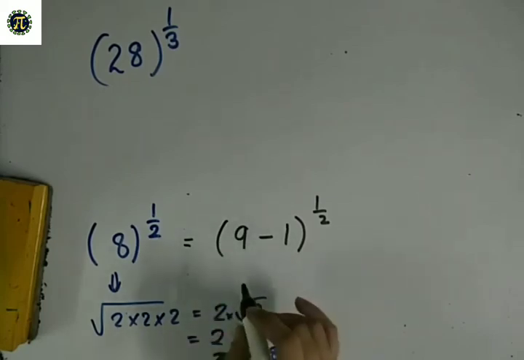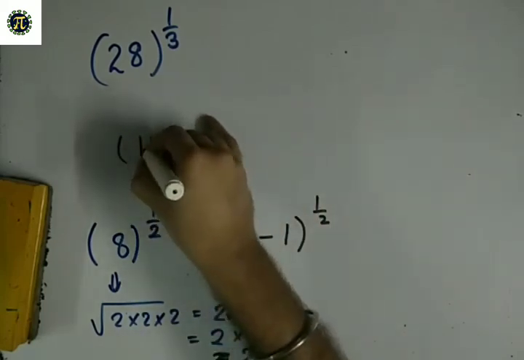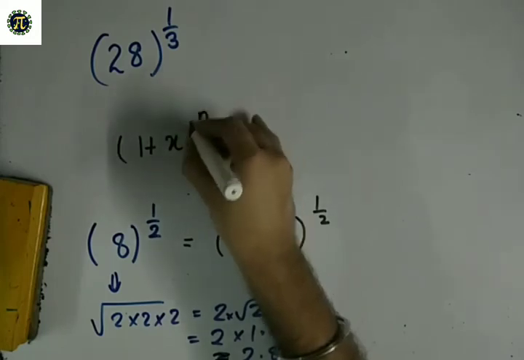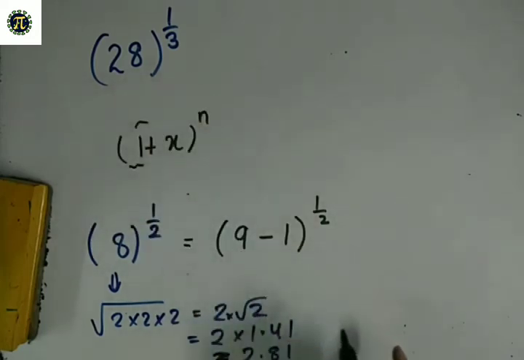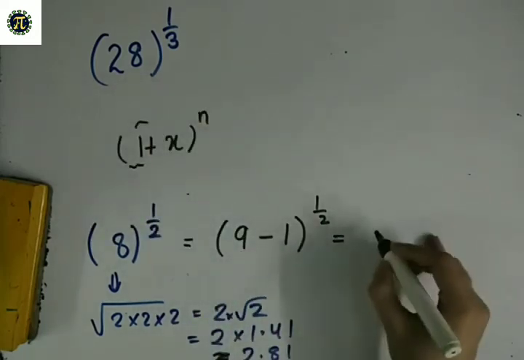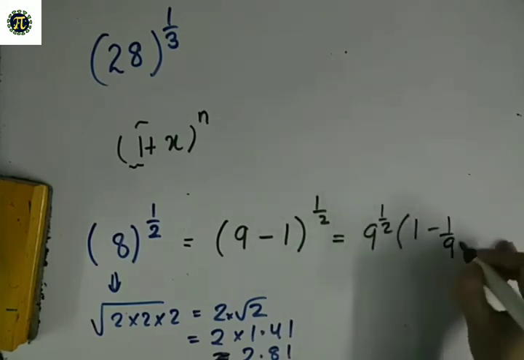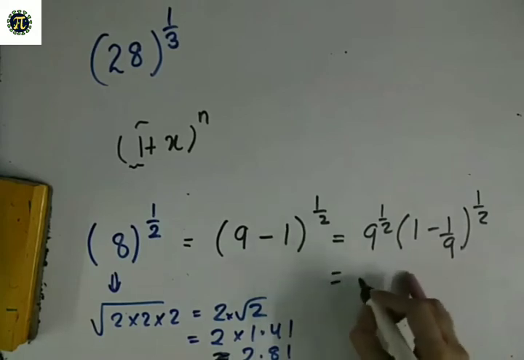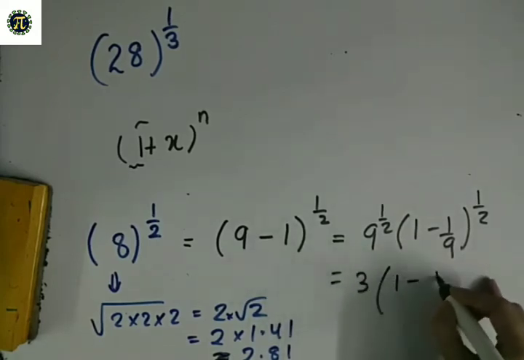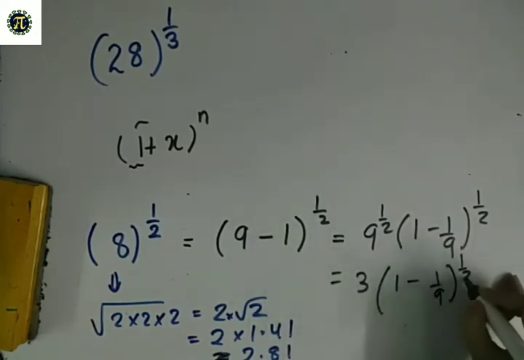So what I need to do in our expansion, there was a 1 here, but we have a 9 here. So what we will do, we will take 9 common from this bracket. So I have 9 to the power half outside, and I have 1 minus 1 by 9 to the power half, and 9 to the power half is 3. So it is 3 times 1 minus 1 by 9 to the power half.